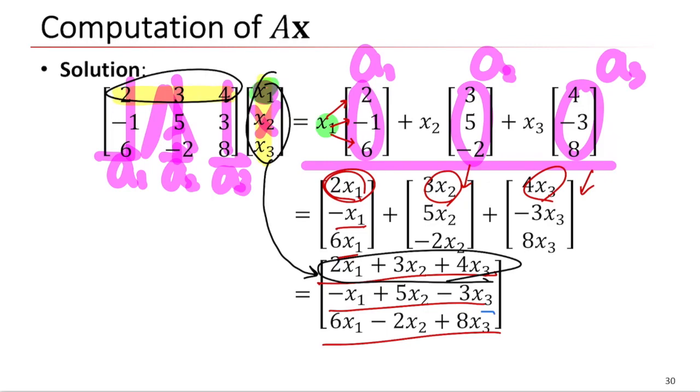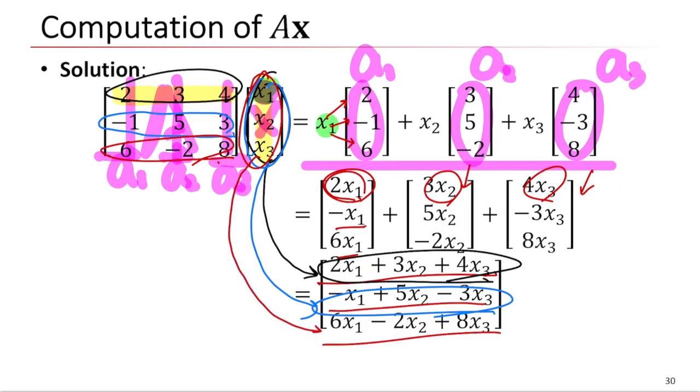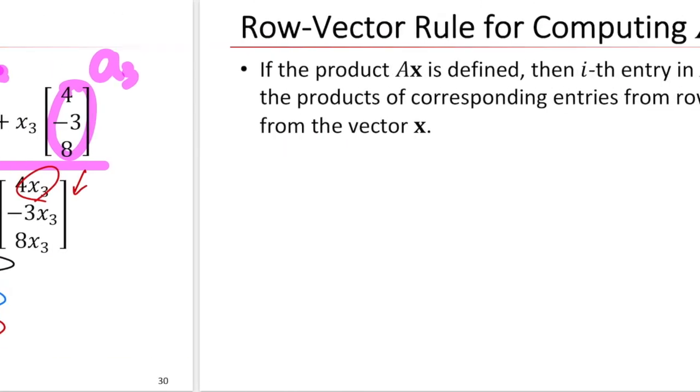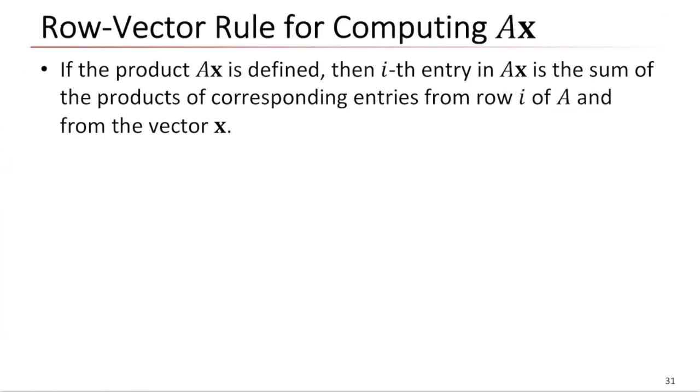What about the second one? This second row and this vector, the dot product of this one and this one is going to be this one. Finally, the dot product of this row and this vector will be like this. This is the row vector rule for computing A times X.